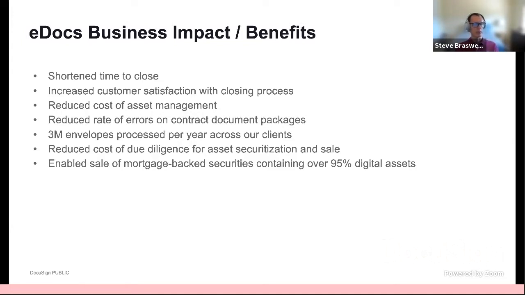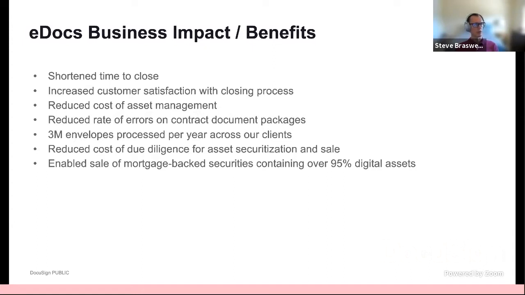Reduced cost of asset management. They're not dealing with paper documents anymore, which can be costly to store and transport and secure. A reduced rate of errors, so they're not having to follow as many checklists. They know that the document has all the signatures that are needed because DocuSign's platform enforces that. So there's a much higher success rate on the documents that come through. They don't need any further review or corrections to be made. It's much more efficient there with fewer errors. They've pushed through across our clients over 3 million envelopes a year. So a very high volume environment for these customers.